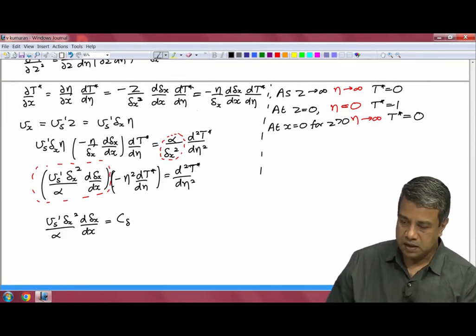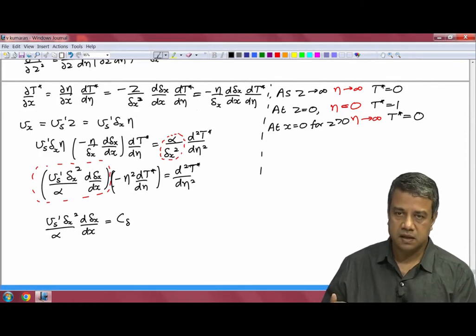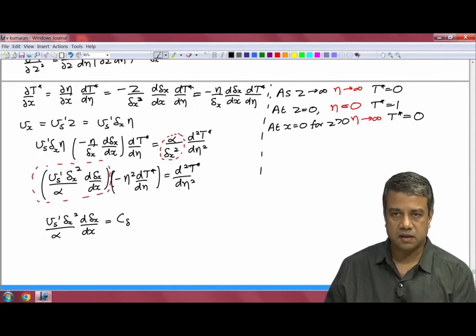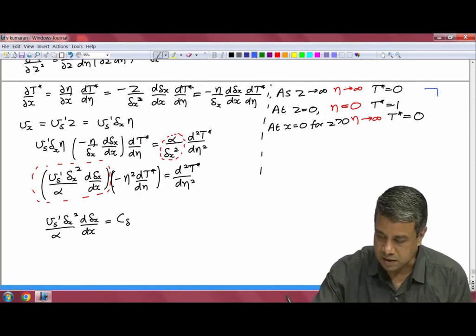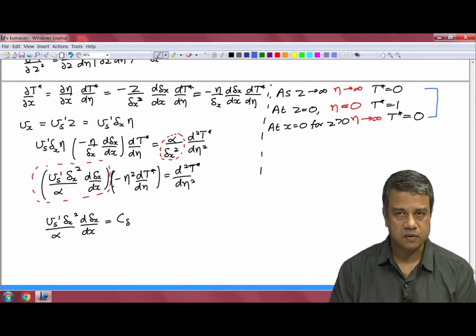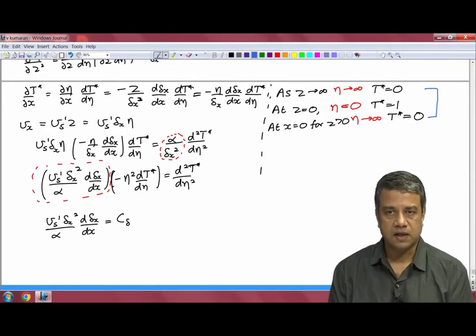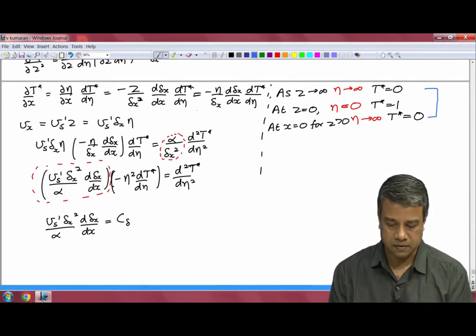Okay. And as you can see, two of the conditions, one for z going to infinity, the other at the start of the contracting section x is equal to 0, turn out to be identical when expressed in terms of eta. Okay. So, this problem is well posed. We have two unique boundary conditions, one at eta is equal to 0, the other for eta going to infinity.